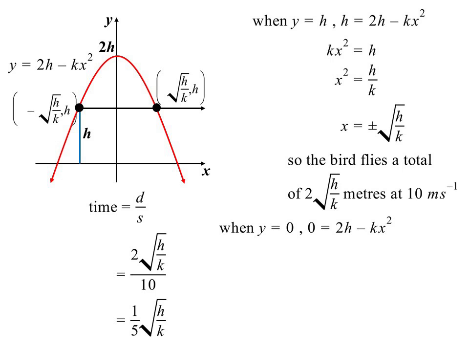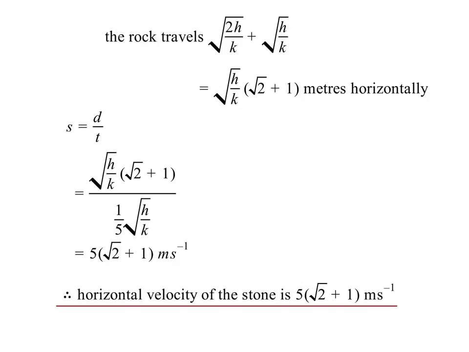Now when y = 0, that's when it lands on the ground here. If it didn't hit the bird, I suppose, so it missed and got the ground. 0 = 2h - kx². I now know the x-intercepts of my parabola. I can now work out how far the rock that I threw has gone: a total of √(2h/k) plus the √(h/k) when it hit the bird. That's how far it's gone horizontally.